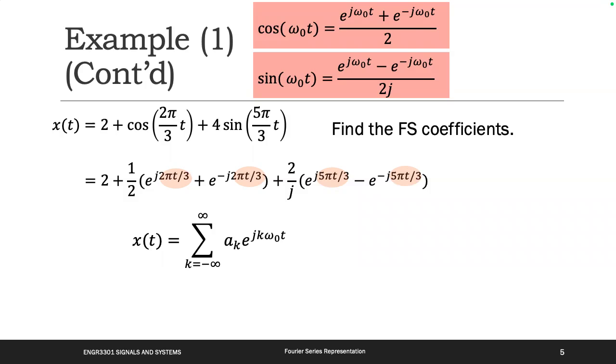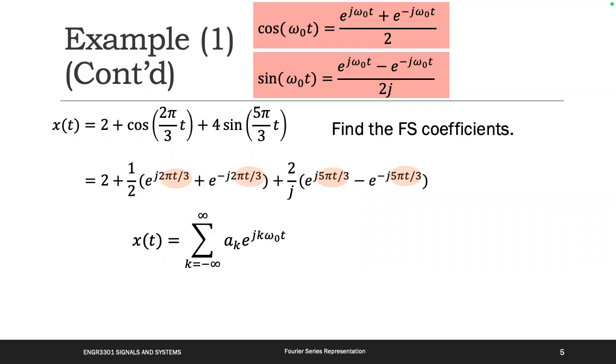Let me write it down. I think that will be obvious. You can see x(t) equals the sum over k, negative to positive, of ak e^(j k omega naught t). Alright? Since omega naught equals pi over 3, we know that. Yeah, we have already calculated it, right?